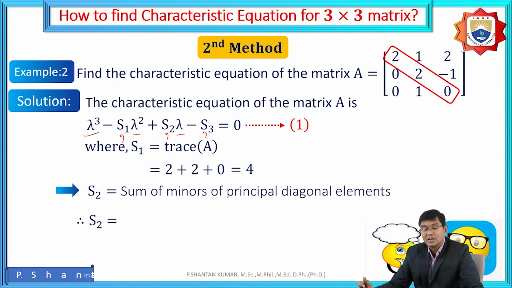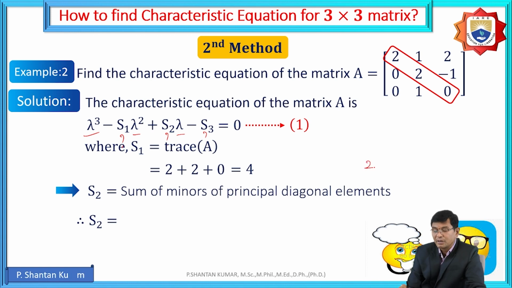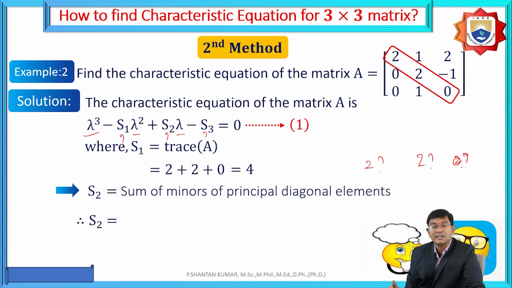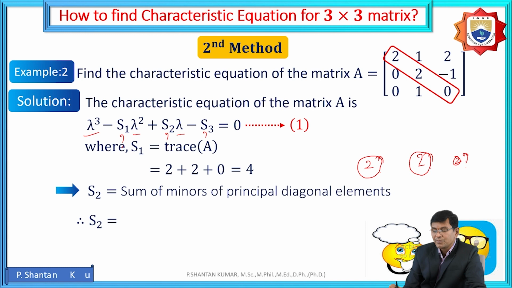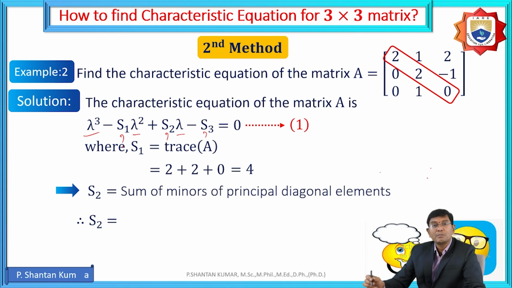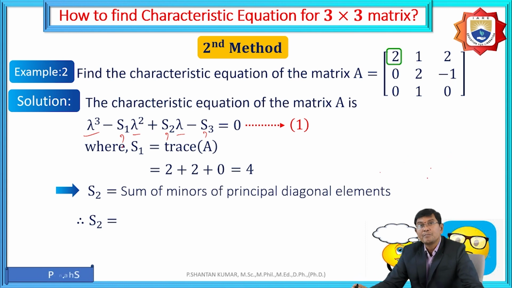That means we need to find the principal diagonal element 2, the principal diagonal element 2, and the principal diagonal element 0. First, what is the minor of the first 2 element, second, the minor of the other 2 element, and what is the minor of the 0 element. While finding the minor of the first principal diagonal element 2, we delete that particular row and column. The rest of the values are 2, minus 1, 1, 0. We can replace that here.